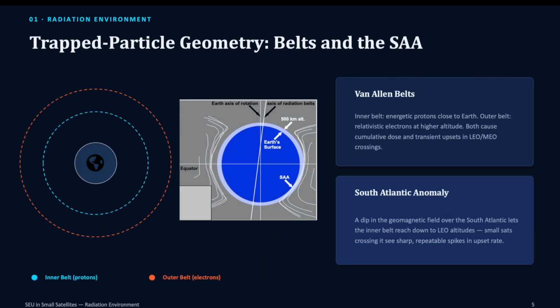In regards to trapped radiation, the Van Allen belt is the main perpetrator in capturing the elements. The inner belt contains energetic protons closer to Earth, while the outer belt contains electrons at higher altitudes, moving at velocities around 10% the speed of light. The South Atlantic Anomaly, caused by the misalignment of the Earth's rotational axis and its magnetic axis, allows the inner belt to reach down to low Earth orbit altitudes over the South Atlantic.